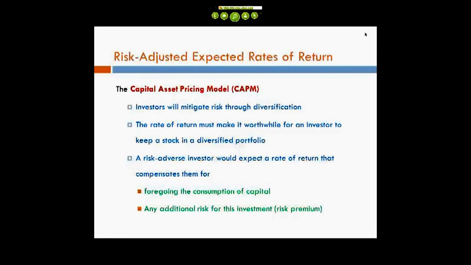The model assumes certain things. Investors will mitigate their risk through diversification. The markets do not reward stupid risk. And when we invest in stocks, we're taking stupid risk because we don't have information, generally speaking. We do it for fun, we do it because we think we're smarter than the market, whatever the reason is, we invest in stock. The market doesn't reward that investment. The market rewards diversified investment.